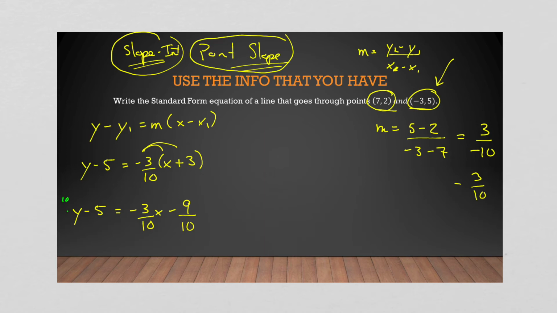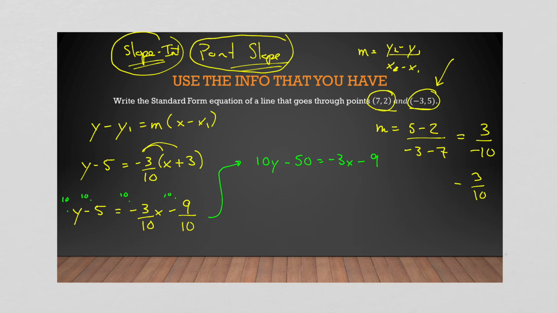We'll multiply everything by 10. That'll get rid of those fractions right off the bat. So now we have 10y minus 50 equals negative 3x minus 9.